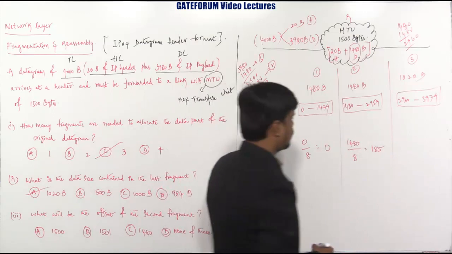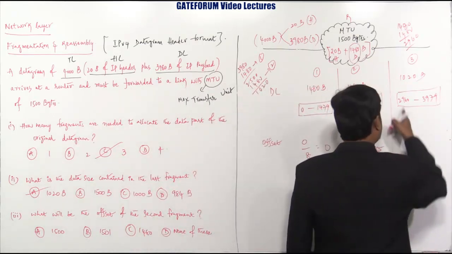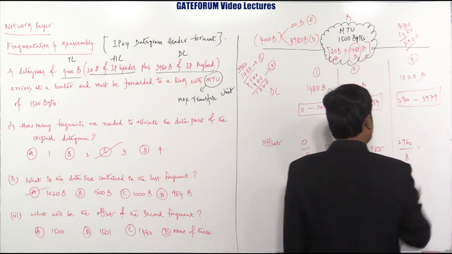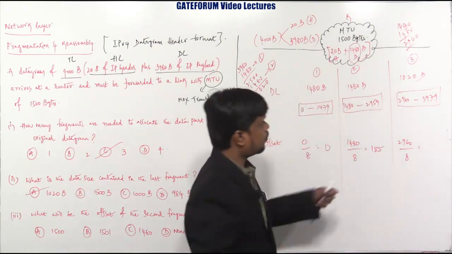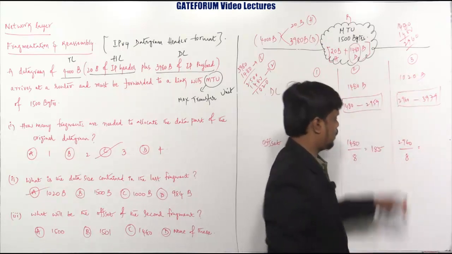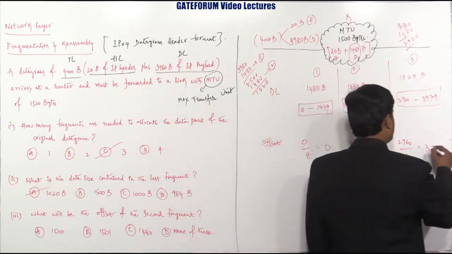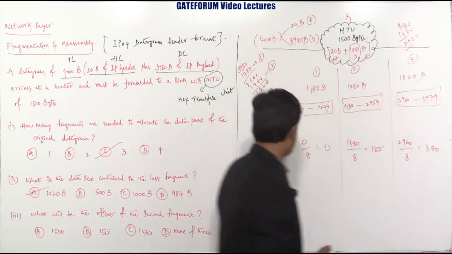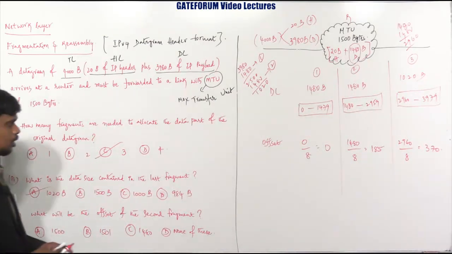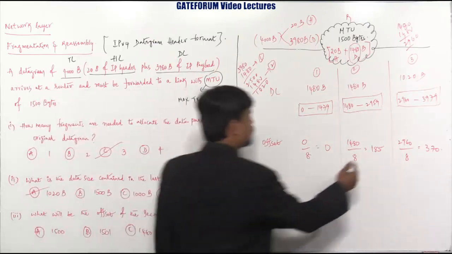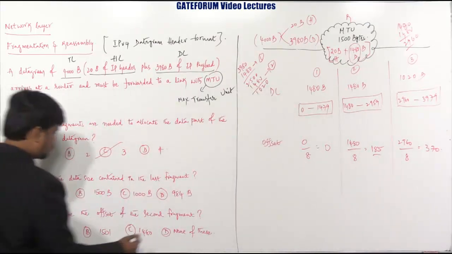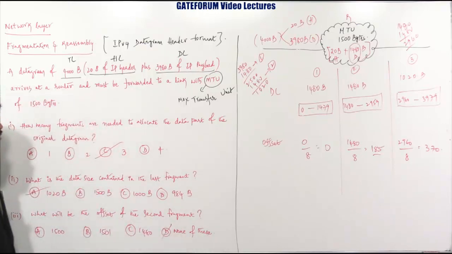Clear? Then coming to the third fragment. As part of the third fragment, the first byte is 2960. To find the offset of the third fragment, I divide this first byte by 8, so it becomes 370. So what is the third question here? What will be the offset of the second fragment? The offset of the second fragment is 185. But among the options I don't have 185, so option D is the answer for this question.